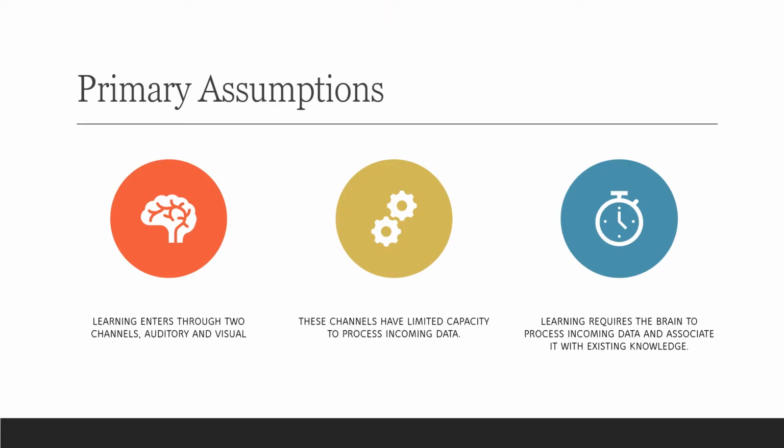Dr. Meyer explains that there are three primary assumptions about learning that one must consider relative to his theory. First, we must agree that information is received through two channels, auditory and visual. Second, we should understand that these channels have a limited capacity to process incoming data. Finally, we understand that all learning requires cognitive processing that associates new information with existing knowledge.